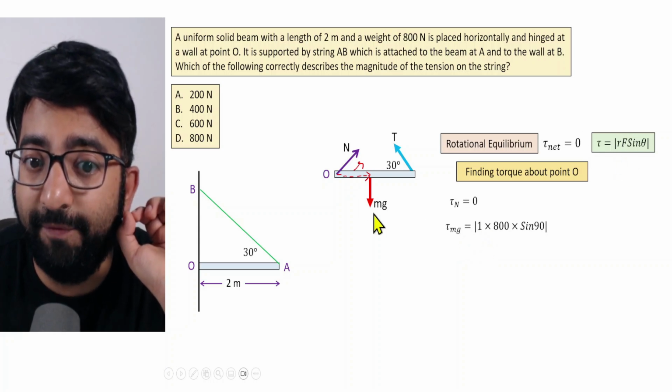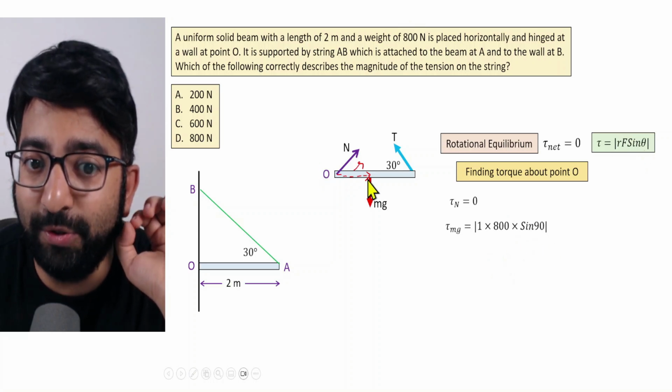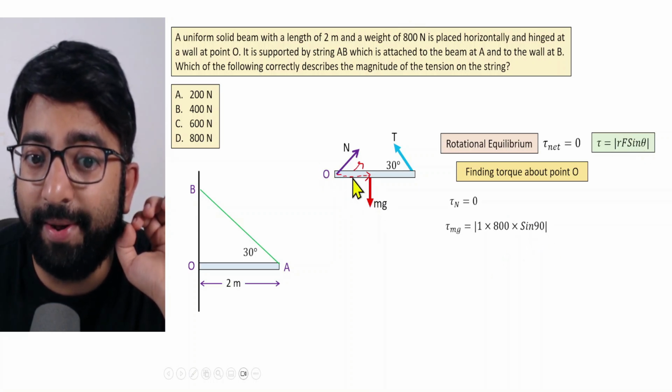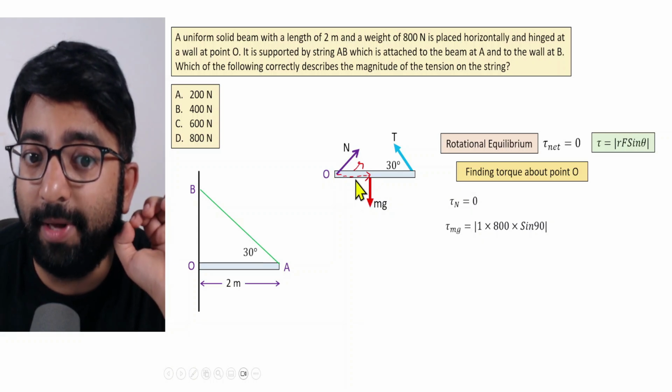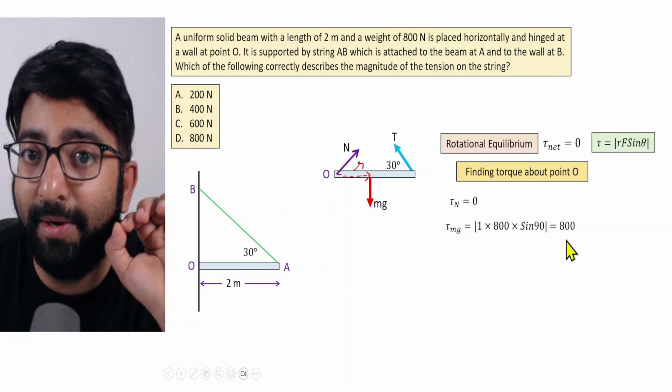Hence, now let us write down the torque due to mg, which will be equal to 1, which is the value of R, times F, which is the weight, hence 800 newtons, and the angle is 90 degrees. As you can see in the diagram, mg and R are actually perpendicular to each other. That is why we have considered the angle to be 90. And if we solve this, we will get the torque due to mg as 800 newton meter.